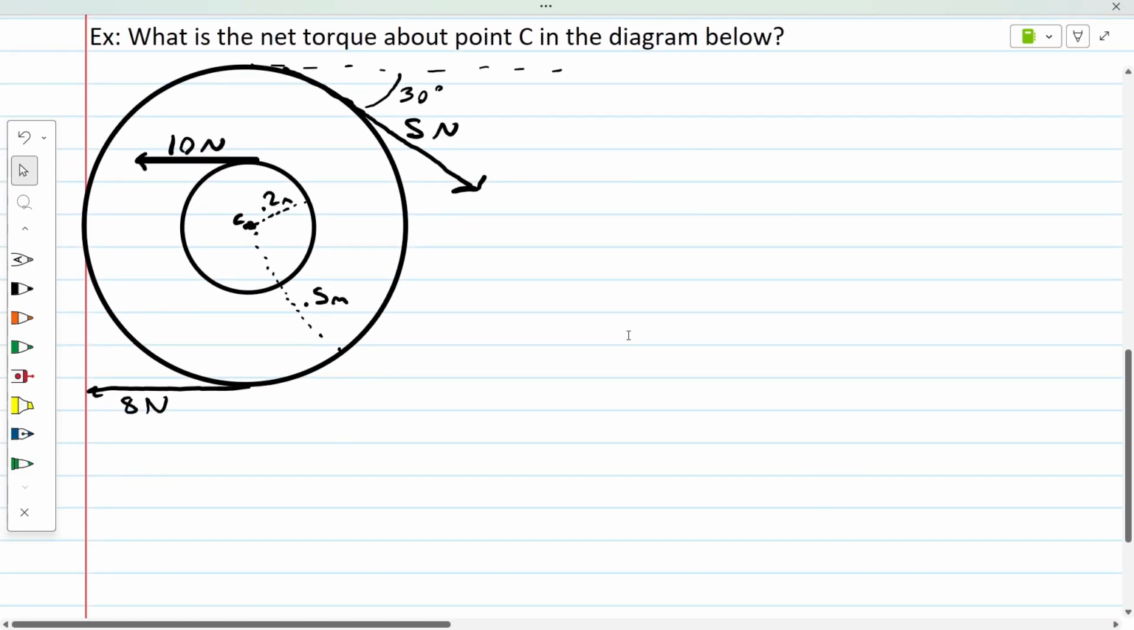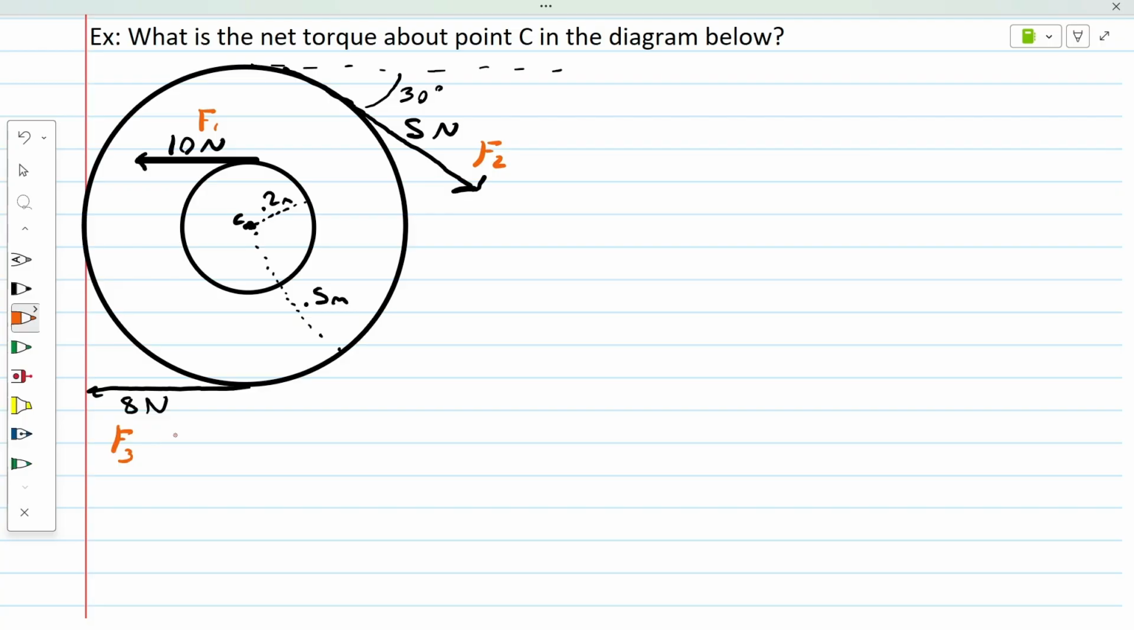So what is the net torque about this point C, which is the center point of this diagram? We can think of this as one solid object that can rotate on this circle and the outer circle. And these are each forces, these three forces that are applied. So let's just start by labeling the forces. We can say this one is force 1, this one can be force 2, and this one will be force 3. And so we need to find the net torque.